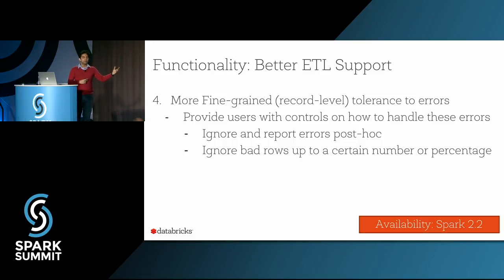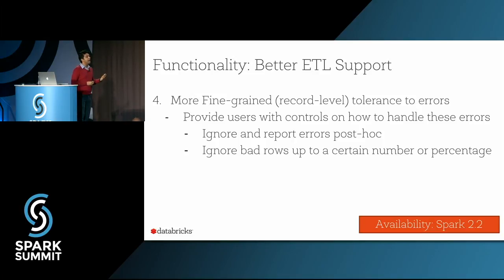So we saw some examples of it with these new parser modes, but we are trying to extend it further in order to provide users with control on how to handle these errors. As we already saw with the corrupt column, you could ignore and report these errors post hoc. You scan your data, put all the non-parsable records in that column, and then report these errors back to the user.